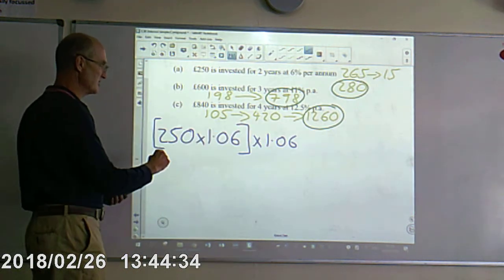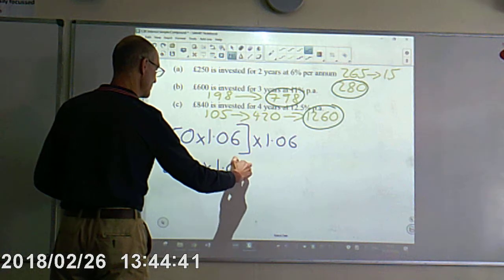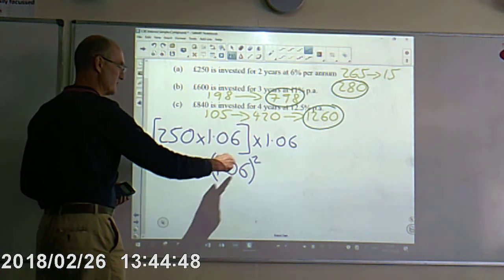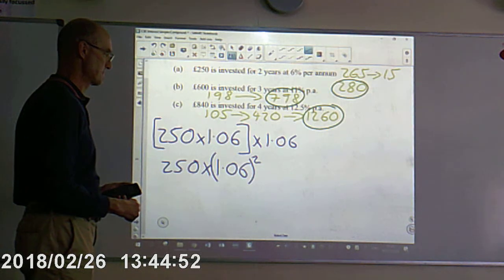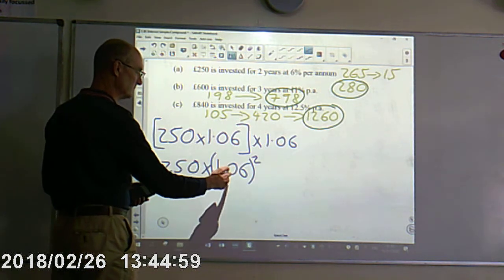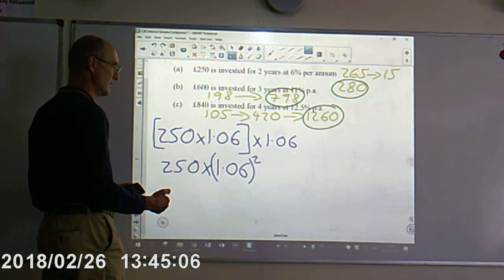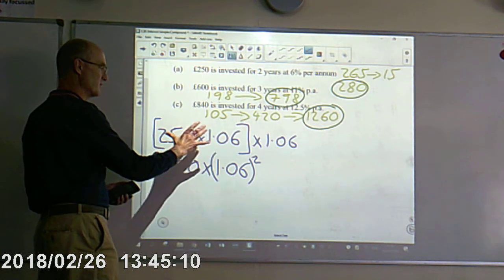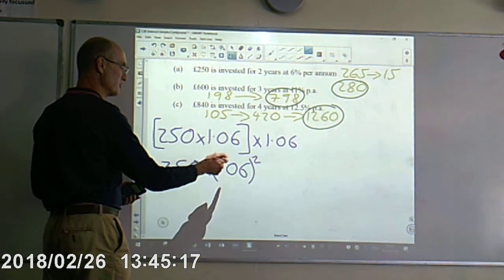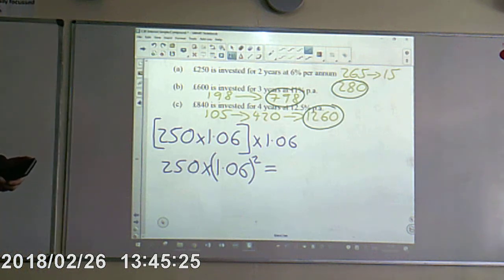So what have we actually done here? We've actually said that's 250 times 1.06 squared. 1.06 times 1.06, 1.06 squared. And that will give me my compound interest after 2 years. So that's my multiplier for each year. That's my initial capital sum, what I started off with. And that's the number of years that it's been invested. Okay? That's what we do. 250 times 1.06 for the first year. Then multiply that again by 1.06. That calculation has got the same value as that calculation.